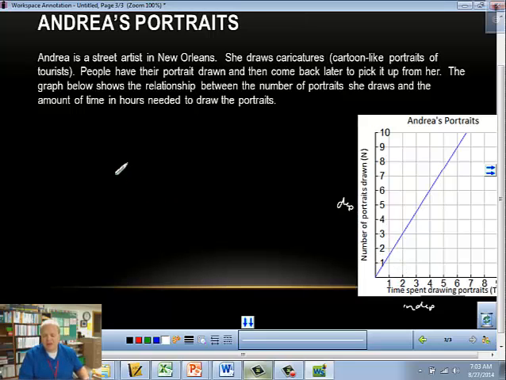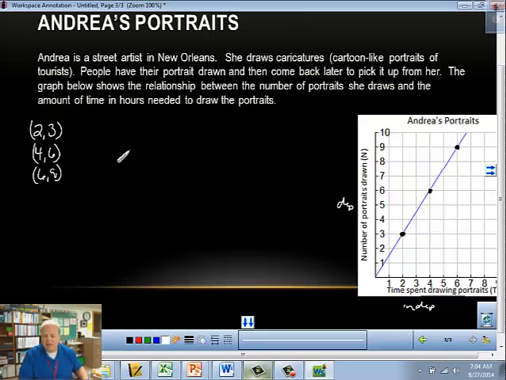The first thing we should do is write some ordered pairs. The way I would do that is look at where the grid lines cross. So I'd write an ordered pair for this dot, and for this dot, and for this dot. My first ordered pair is 2, 3. My second ordered pair is 4, 6. My third dot is 6, 9.